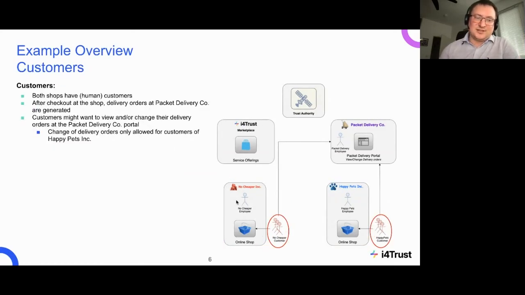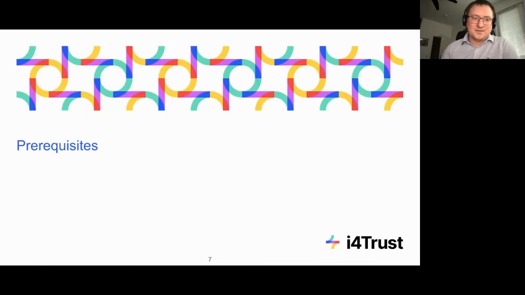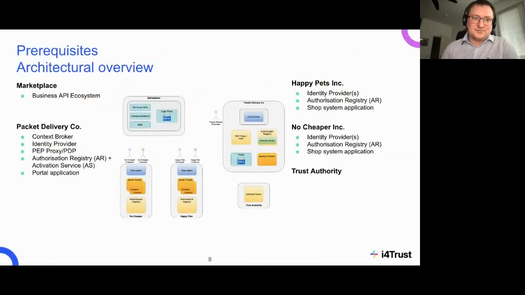And finally, we had the customers, which are actual human users that, after they checked out at the online shop and when some delivery orders have been created at the packet delivery company, are then able to view and change these attributes of their delivery orders. So what had to be done before? Let's have a look first at the architecture of this whole use case.